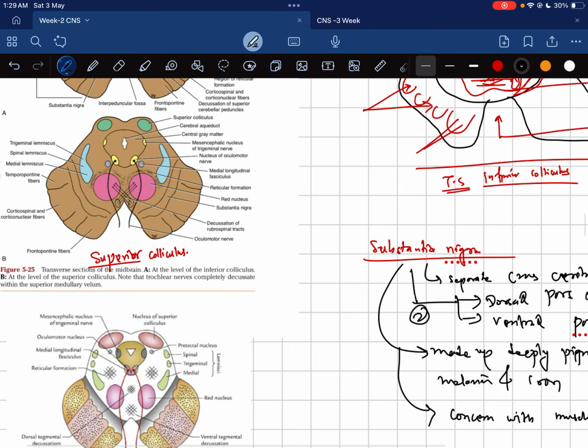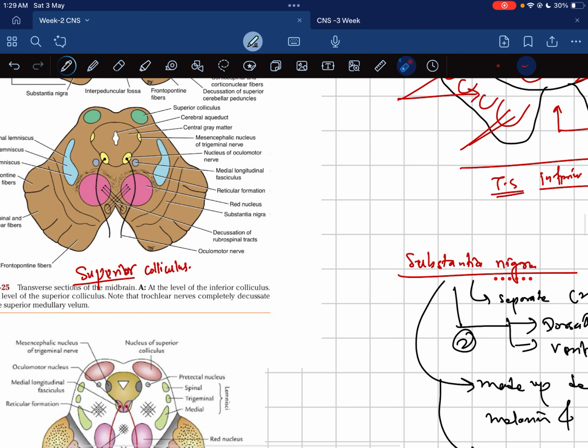And when we look at this central cerebral aqueduct of Sylvius, or the periaqueductal gray matter, this separates the tegmentum. This is the tegmentum portion. So it separates by this.